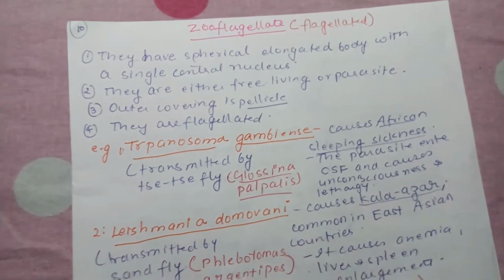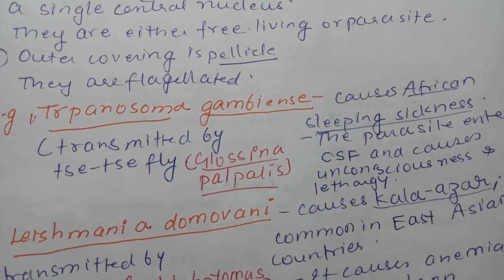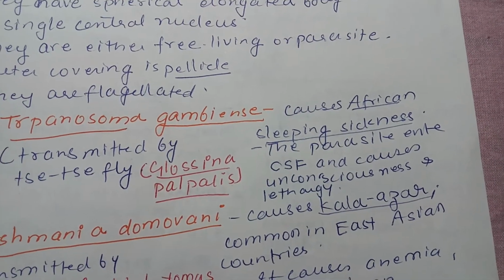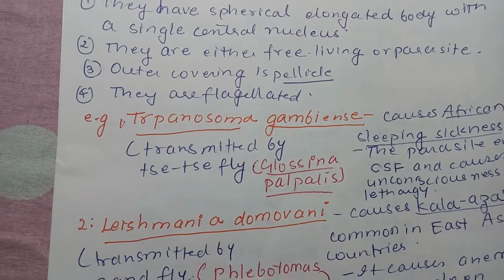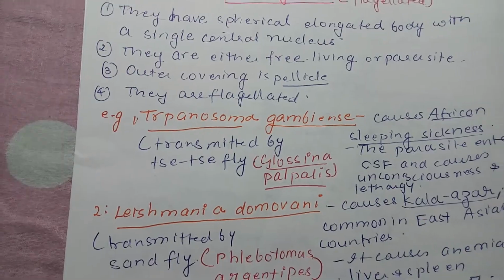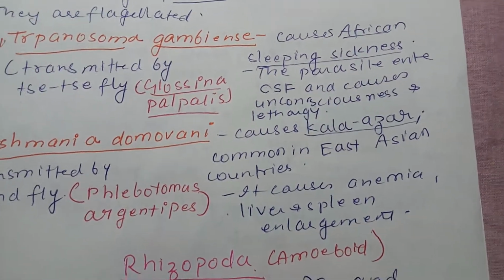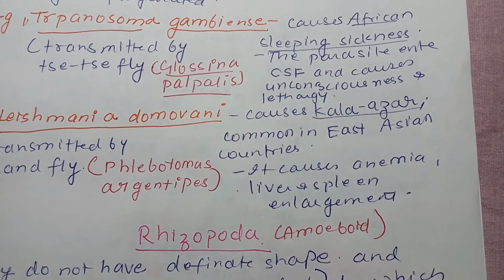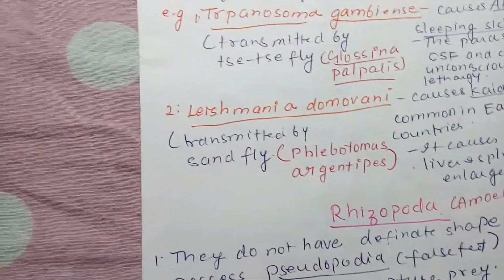Mainly they are parasites, so they cause diseases like Trypanosoma gambiense, which causes African sleeping sickness. The parasite enters cerebrospinal fluid and causes unconsciousness and lethargy. This is transmitted by tsetse fly. Leishmania donovani causes Kala Azar, which is very common in East Asian countries, and it causes anemia and enlargement of liver and spleen, and this is transmitted by sandfly.